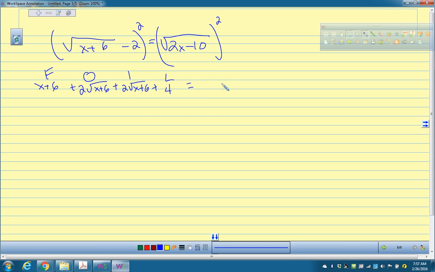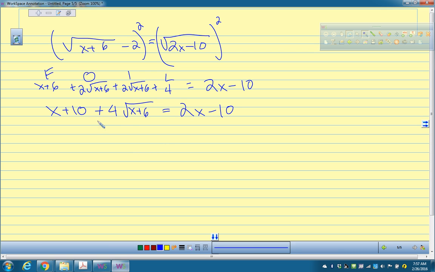When I square the right side of the equation, what do I get? What's this thing squared? 2x minus 10. That goes away. See that? Then I combine everything. Okay? So I have x plus 6 plus 4 gives me x plus 10, plus I have 2 times 2 of these, so I have 4 times the square root of x plus 6 equals 2x minus 10.